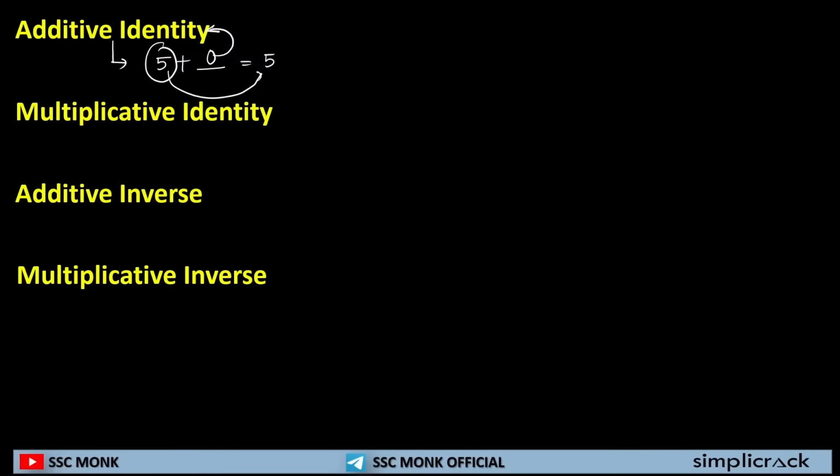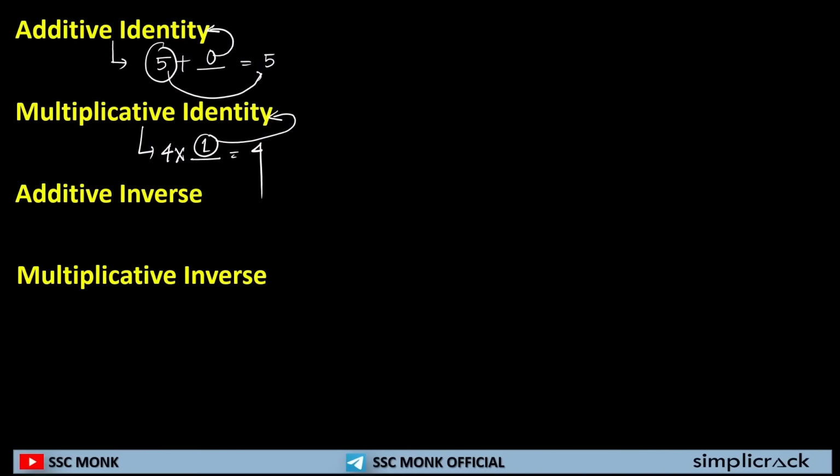So whenever you will be adding 0 to any number, you will get the same number. Now, what is multiplicative identity? Multiplicative means multiplication. That means whatever I multiply with a number, I should get the same number. And that can be what? 1. So 1 is the multiplicative identity, 0 is the additive identity. Clear?